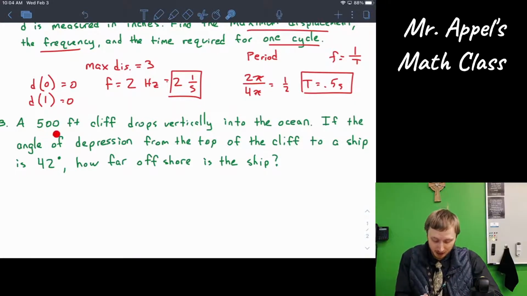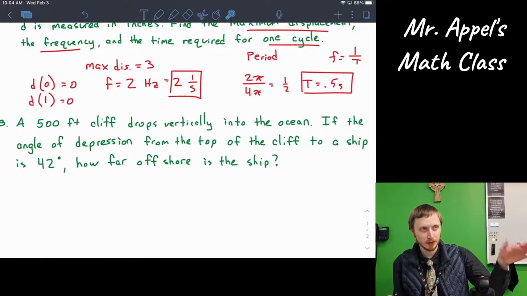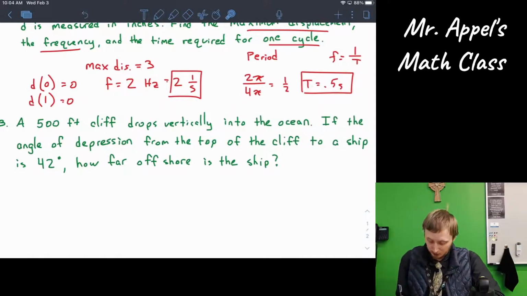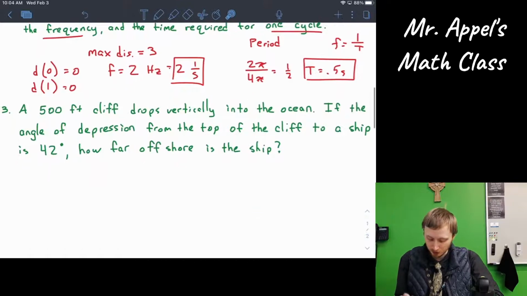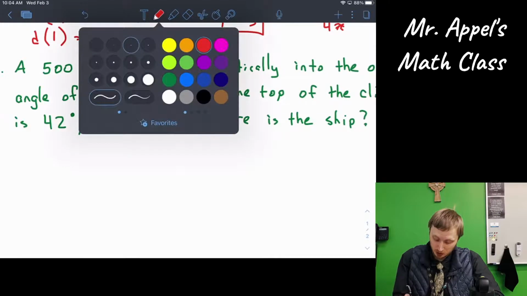A 500-foot cliff drops vertically into the ocean. The ocean is always assumed to be perfectly flat. If the angle of depression from the top of the cliff to a ship is 42 degrees, how far offshore is the ship? All right, so let's draw our situation here.